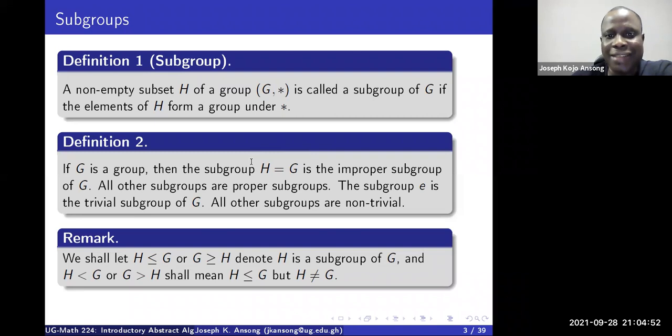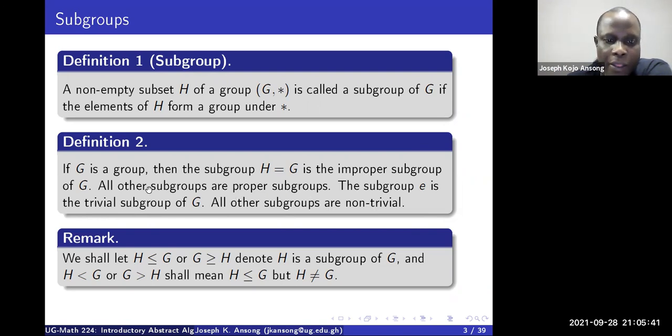Well, if you take G itself, you can consider it as a subgroup of itself, but that is called an improper subgroup because G is an improper subset of G. All other subgroups are proper subgroups. Now, you can actually show that E, the identity element in G, if you take that element alone, is a subgroup. You can prove that it satisfies all the axioms for a group. It is a subgroup because the set containing only E is a subset of G. It is called a trivial subgroup because it has only a single element, and all other subgroups are said to be non-trivial.